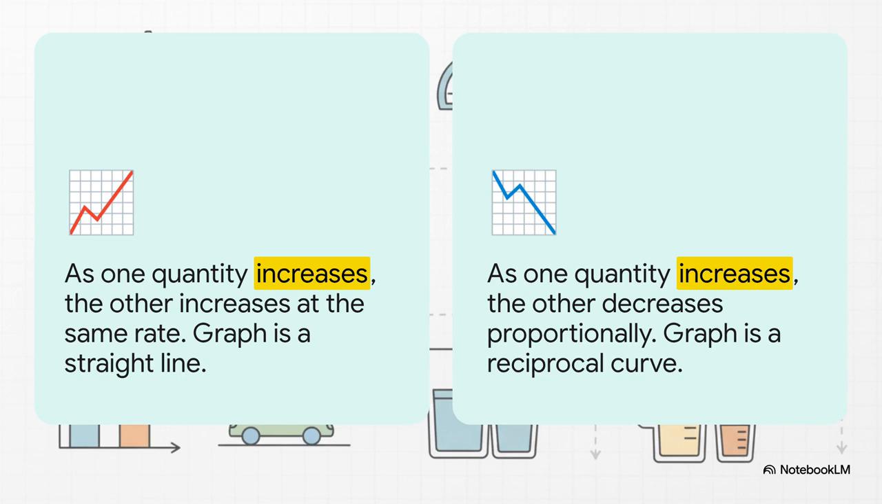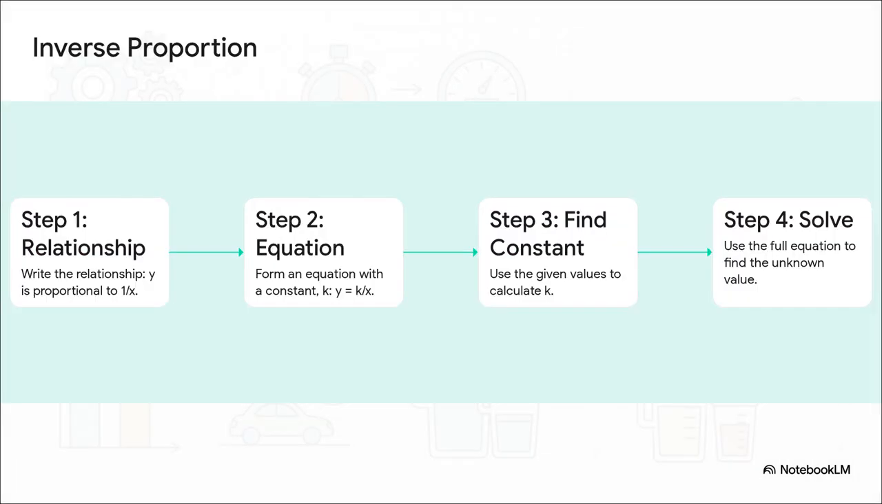You work more hours, you get more pay. Simple. Inverse proportion, on the other hand, is a trade-off. As one thing goes up, the other comes down. You get more people to paint a fence, the time it takes goes down. And just look at their graphs, totally different shapes. Now, solving these with algebra is a major higher tier skill, so let's break it down. Imagine it takes 3 people 8 hours to do a job. How long would it take 4 people?